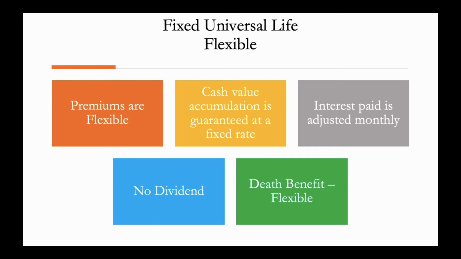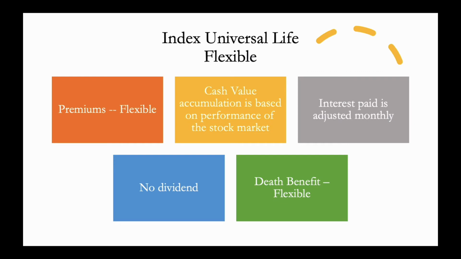With indexed universal life, or an IUL, premiums are flexible. Cash value accumulation is based on performance of the stock market, and I'll explain how that works in a minute. Interest paid is adjusted monthly. There is no dividend, and the death benefit is flexible. All right, so in order to understand indexed universal life, it's important to understand the concept of indexing.